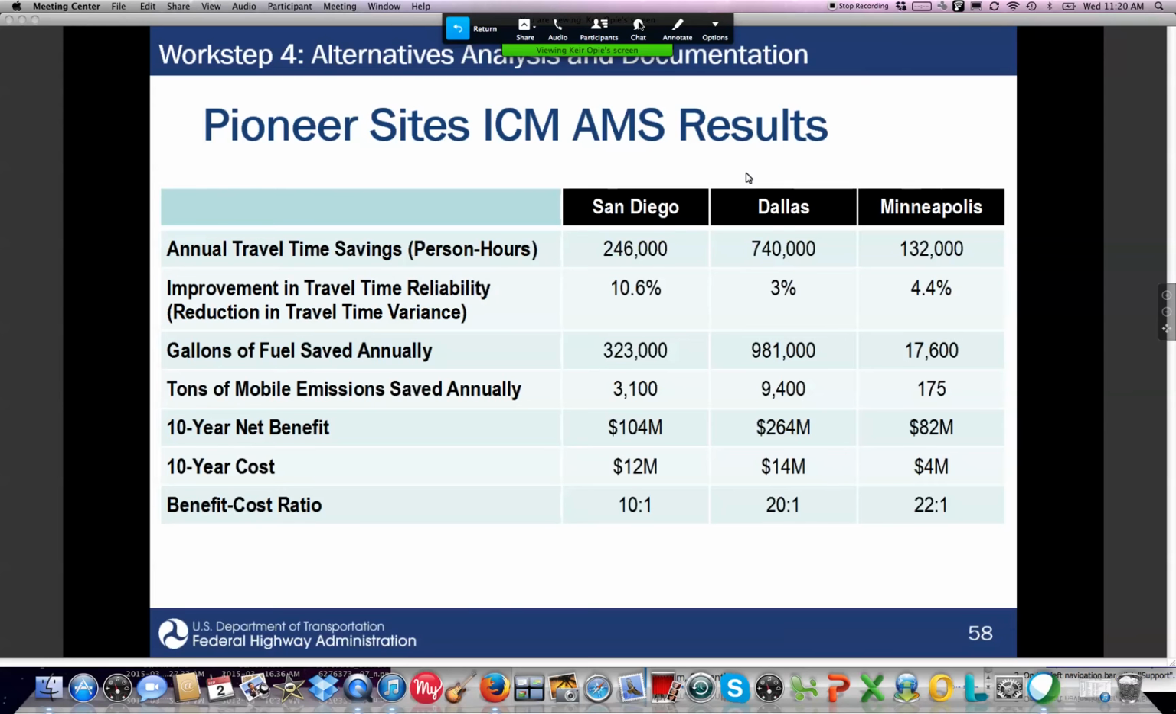So some samples from the AMS Pioneer sites, how the different numbers, the actual changes in performance, both with the ICM and without the ICM strategies, how those numbers lined up. Improvement in delay, in person hours, improvement in travel time reliability, gallons of fuel saved, tons of emissions, and then annualizing and monetizing those across a 10-year life cycle for the ITS hardware to come up with the final cost-benefit ratios.